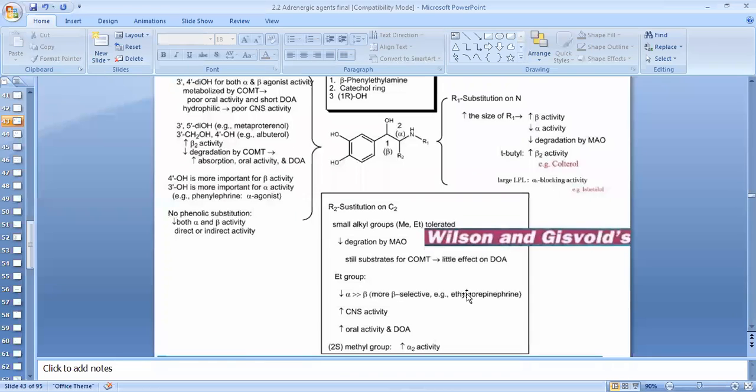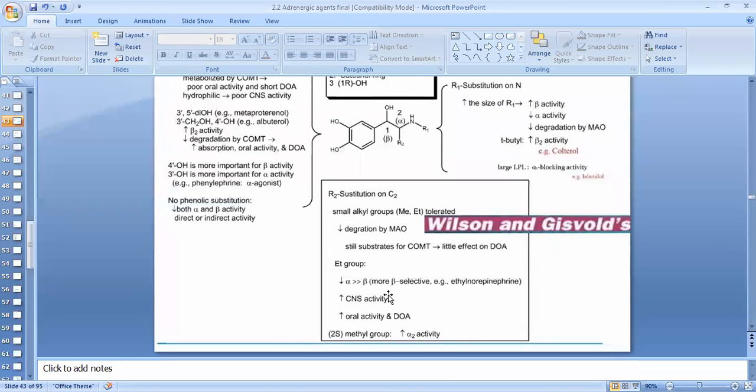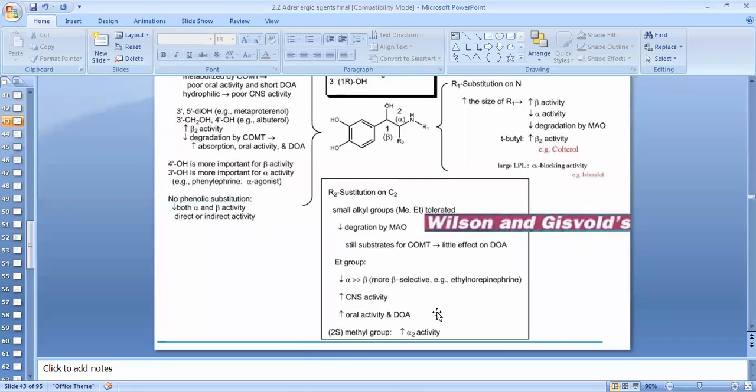But there is a drug molecule, ethyl norepinephrine, which is more beta selective than alpha selective. Then, if we substitute an ethyl functional group, it is going to increase the CNS activity, oral activity and dopaminergic activity. And if we substitute a methyl group, there is increased alpha 2 activity.